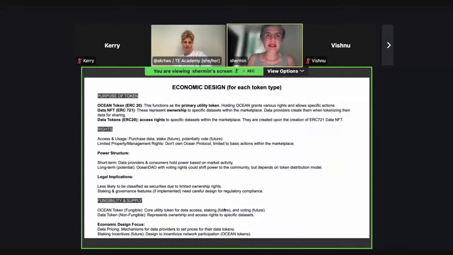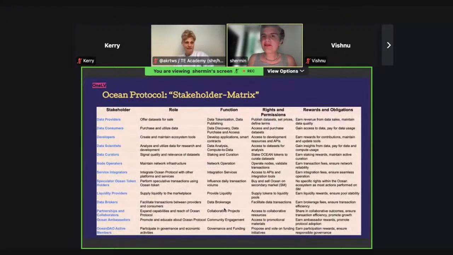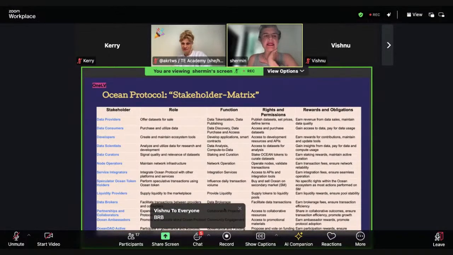But still, I liked this presentation quite a lot. Obviously, there were many more slides to that. These were just a few examples. The next one, I assume, also was quite meticulous in analyzing the stakeholders, the roles, functions, rights and permissions, rewards and obligations.